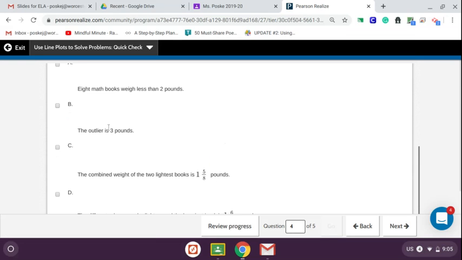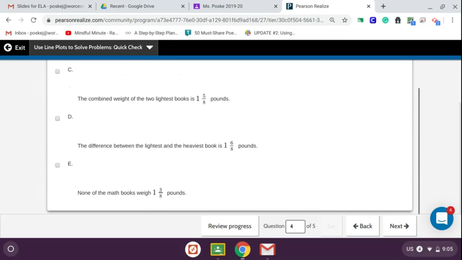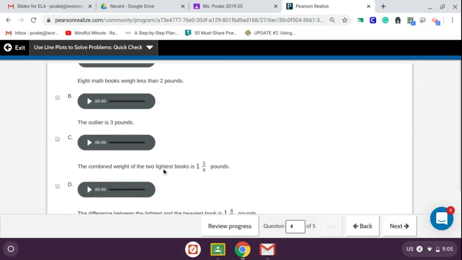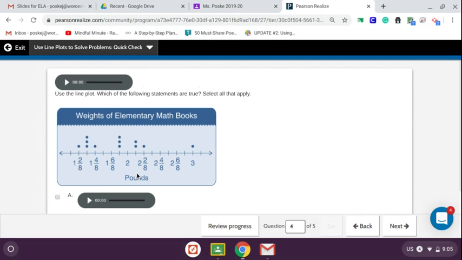This one, it can be more than one. So you have to read, okay? Which of the following statements are true? So which ones make sense? Okay, so this is where your thinking of line plots comes in. If you've been coming to class, if you've been listening to my videos, if you've been doing the assignments, this is where you're going to do well.